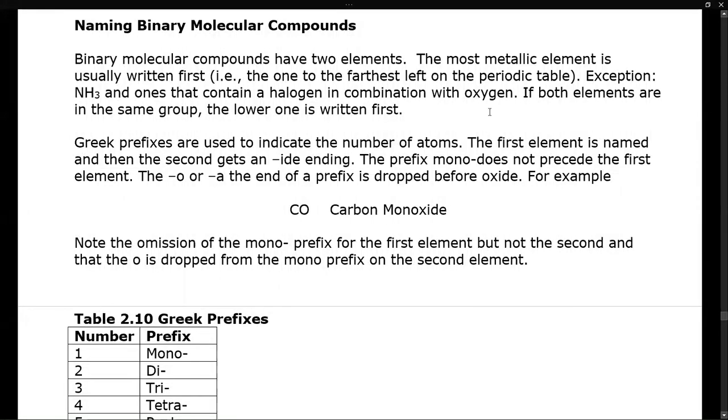All right, let's talk about how to name binary molecular compounds. Binary molecular compounds contain only two elements. It's usually two nonmetals or a nonmetal and a metalloid. It can't include any metals whatsoever.